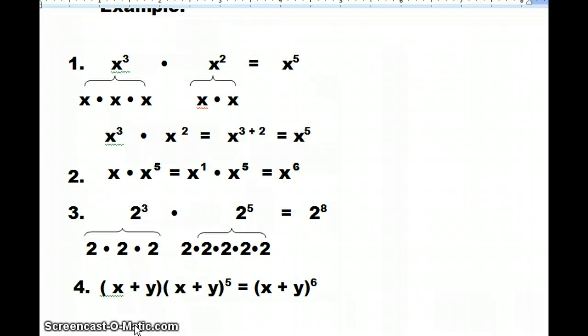On problem number 4, you see that there is one grouping of x plus y's. There are 5 groupings of this second group of x plus y's. We add the 1 plus 5 together and we get 6 of those total groupings.